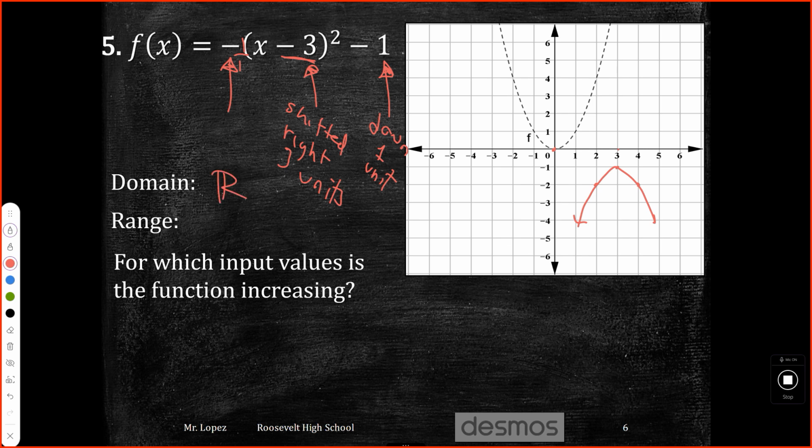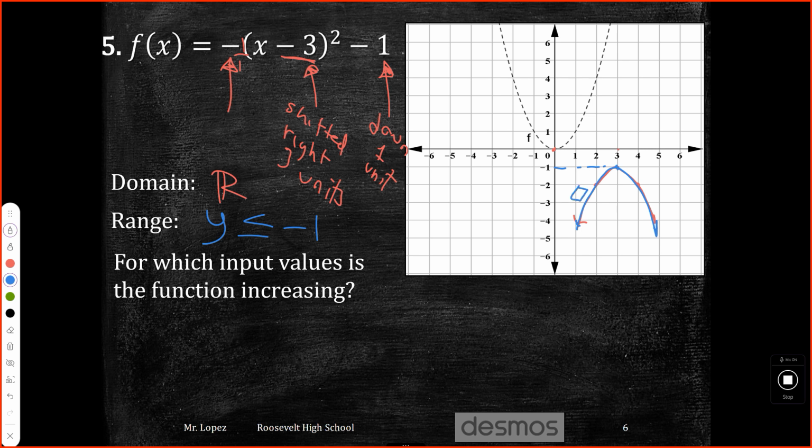Now for this one, the highest it goes is this point, and then it goes forever down. So the highest is -1. So y is less than or equal to -1. And for what input values is the function increasing?